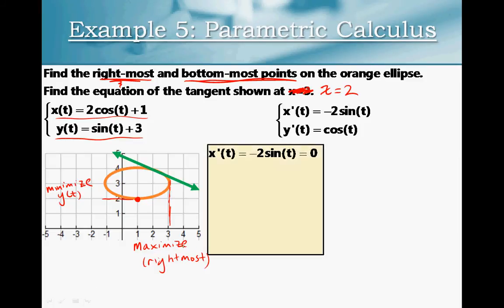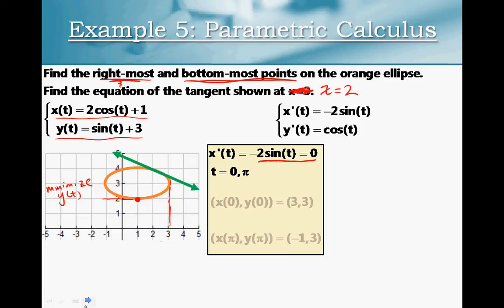Okay, so in this case, if x prime of t is negative 2 sine of t, set that equal to 0 and solve. That gives us two possible points. It's t equals 0 and t equals pi. Those are the two times at which our derivative is equal to 0. What we could do is test both of them. Take x of 0 and y of 0. Take x of pi and y of pi. Those are the 2 points on our ellipse that are like our critical points. At 3, 3 and at negative 1, 3 we have our rightmost point and our leftmost point.